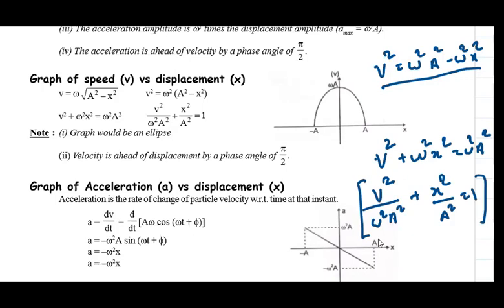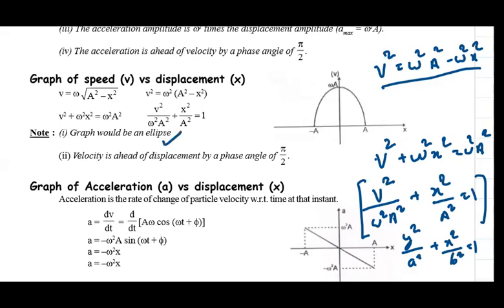So what is v? v is y-axis. So y squared by small a squared, plus x squared by small b squared is equal to 1. What is this equation? Of ellipse, right? Ellipse, clear everyone? That's why the graph between velocity and displacement is an ellipse, clear?